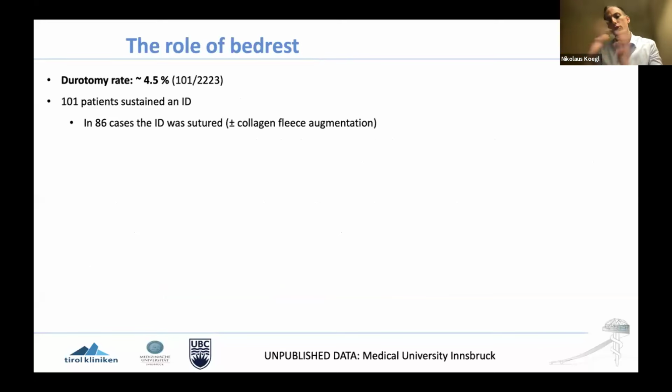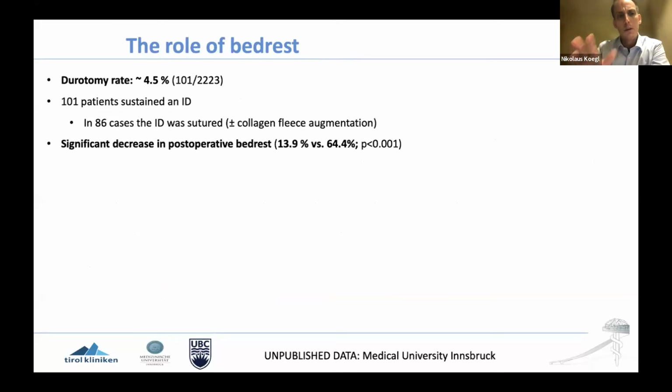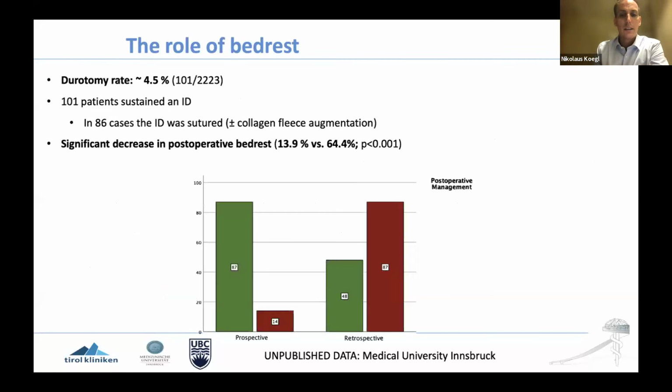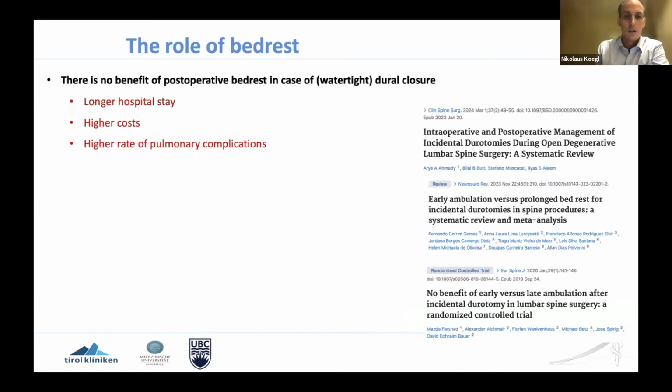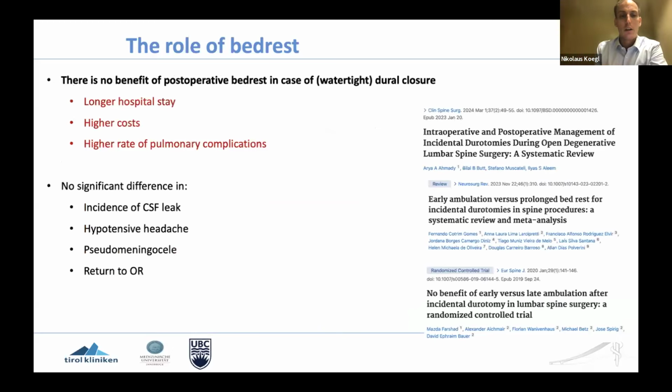What about the bed rest? We did a study, first retrospective, then prospective. The durotomy rate at our department was around 4.5%, and we had pretty much 100 patients. The retrospective data showed no real benefit of bed rest, therefore we quit. You can see that by a drop from 2/3 to 1/8. Despite that, our revision rate went down. So if you achieve a good closure, there's no need for that. You only end up with a longer hospital stay, higher costs, higher pulmonary complications, and you don't see a change in the outcome or return to the OR rate.